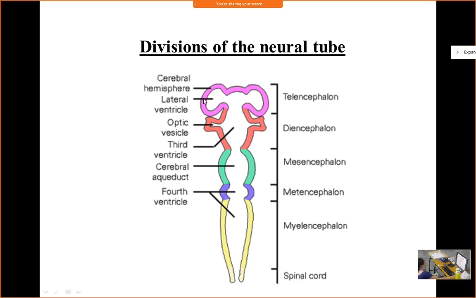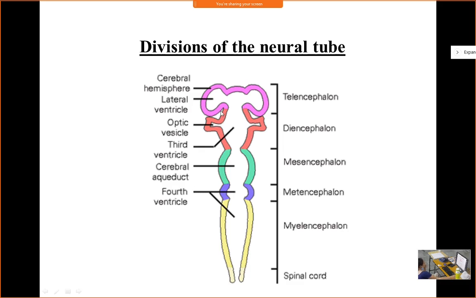And the colored area is the wall of the brain, and inside, the white area is the ventricle, or the canal, or the cavities of the brain vesicle. So here two lateral ventricles will be formed. Inside the diencephalon, the third ventricle will be formed. Inside the mesencephalon, the cerebral aqueduct will be formed. In the rhombencephalon, the fourth ventricle is the cavity.